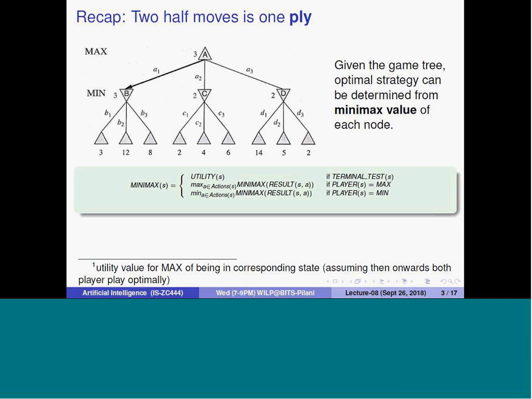Given the game tree, the optimal strategy can be determined from the minimum value of each node, and this is how it is evaluated. I think this is not a big thing. If you want to find out what max action you should take, then if it is a terminal test, you need not take any action. Whatever state you are in, if it is a final test, you cannot play this game. But if you are max, then for all actions you want to find out the minimum thing that is available with your opponent, and you should take the maximum out of those minimums.